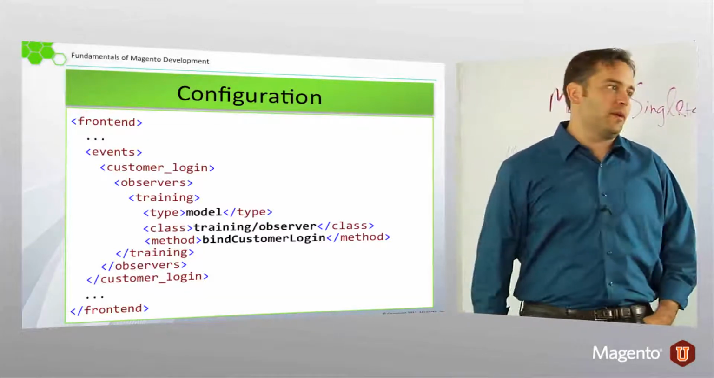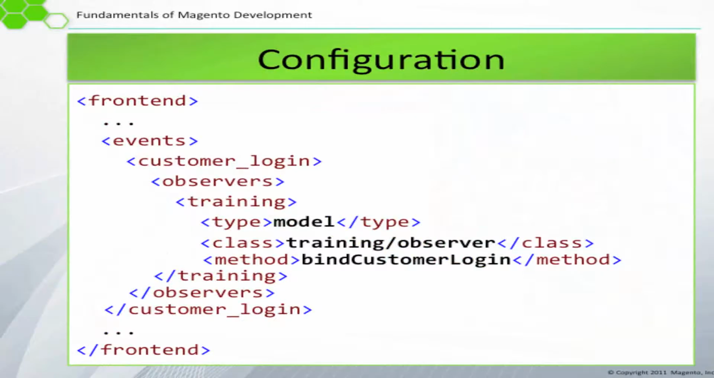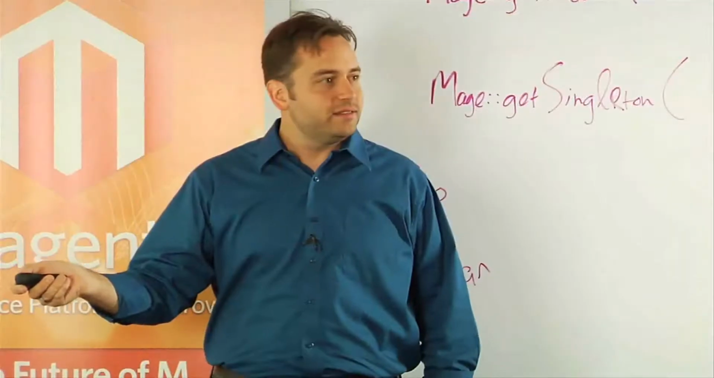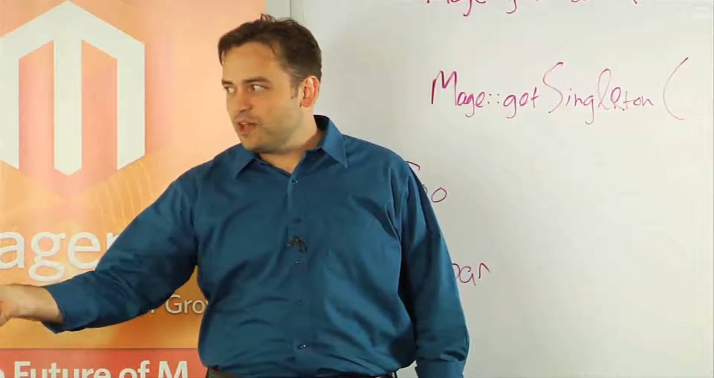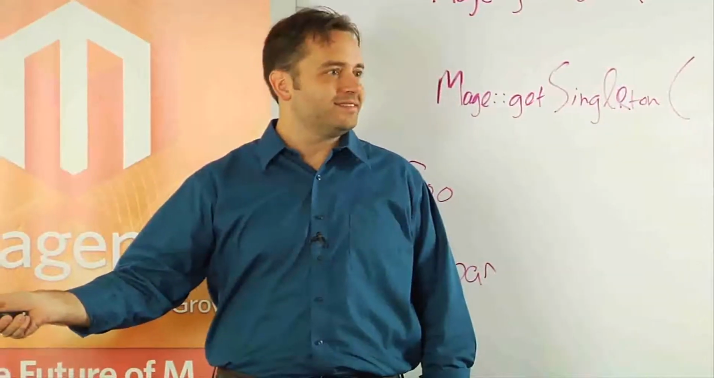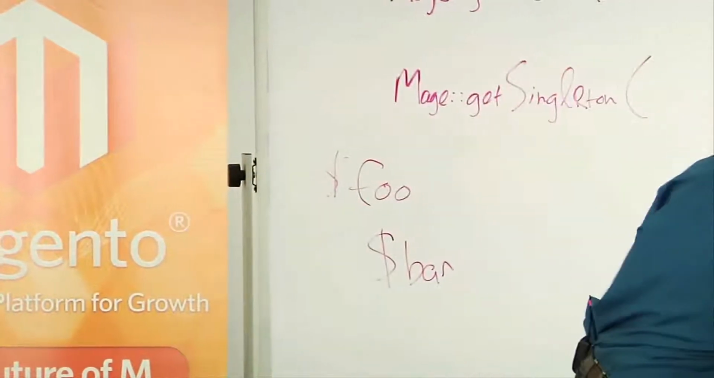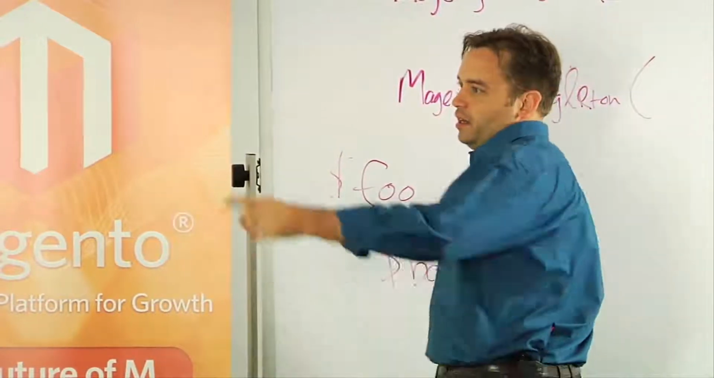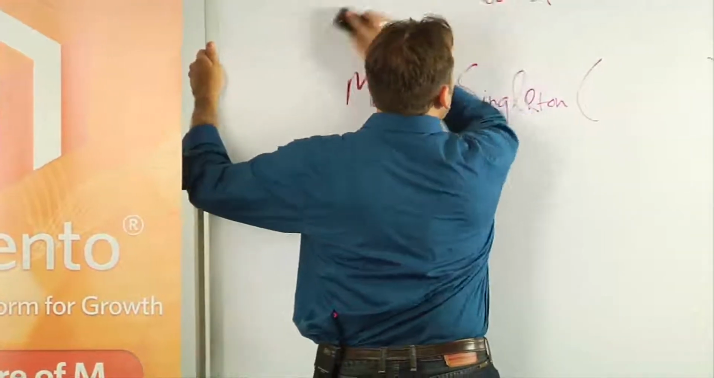Now the other two parameters inside of our little spot in the observers node: class, training, observer. Okay, this is the string that gets passed into either getModel or getSingleton. Simple. It's instantiated, and then this method is called. Okay? So in this case, I would expect your training is going to map somewhere.